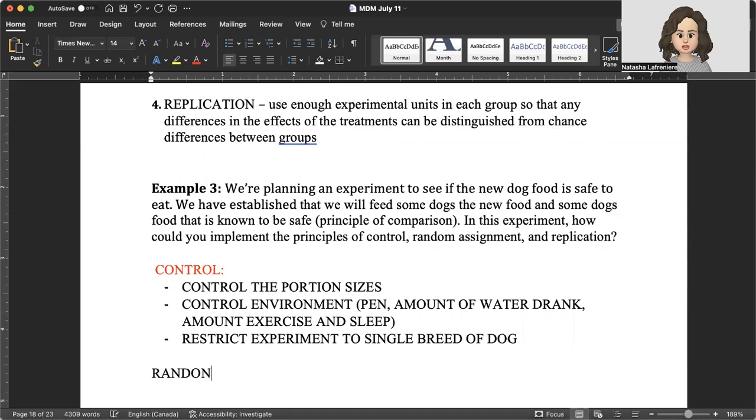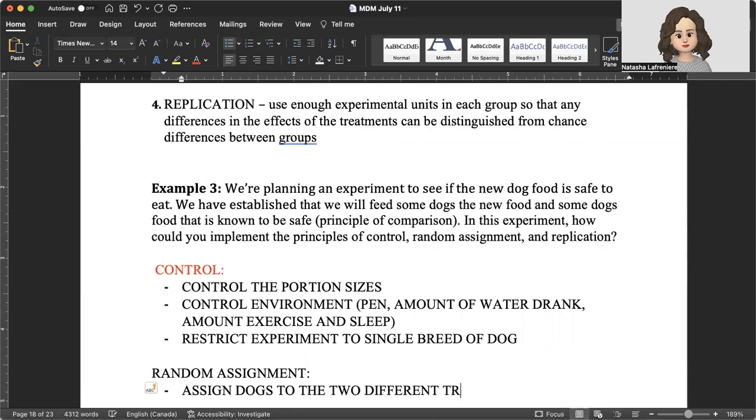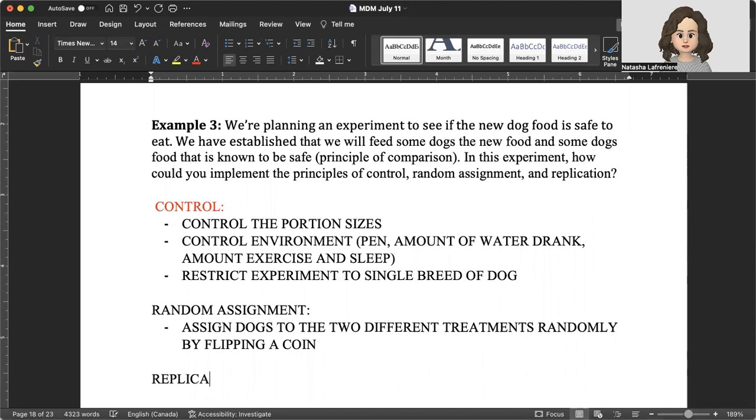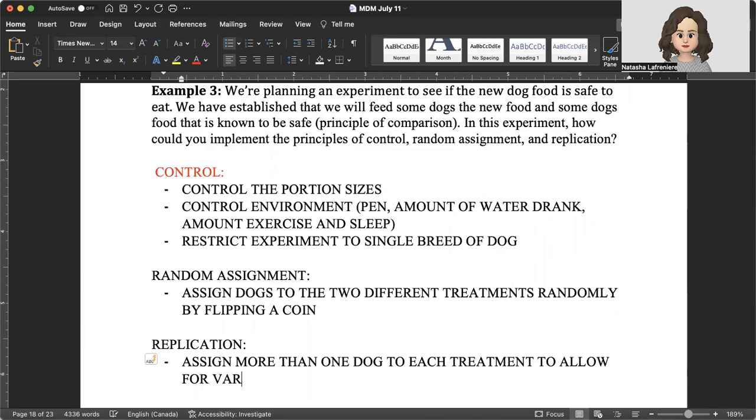Finally, we have the random assignment. So that is to assign dogs to the 2 different treatments randomly by flipping a coin. And we have the replication. So assign more than 1 dog to each treatment to allow for variability among dogs.